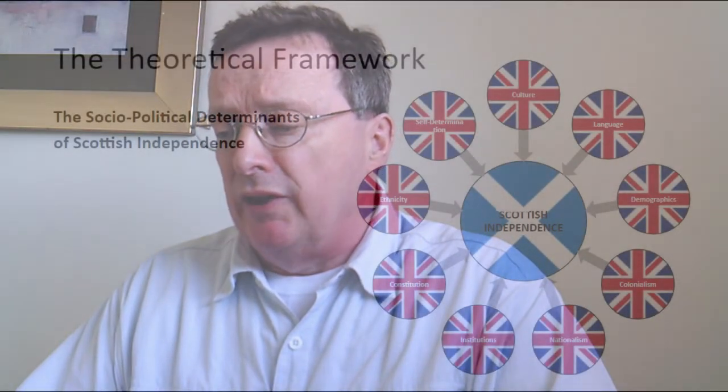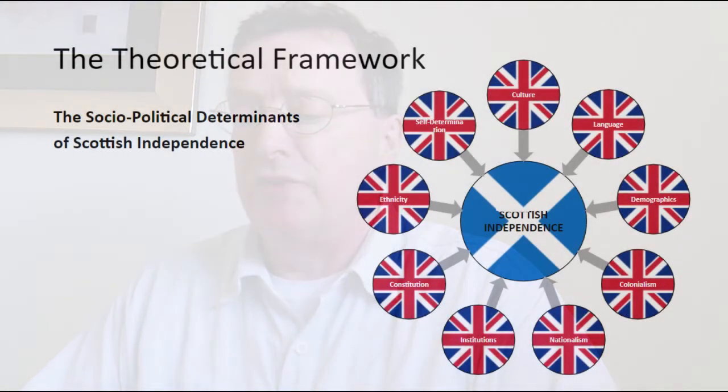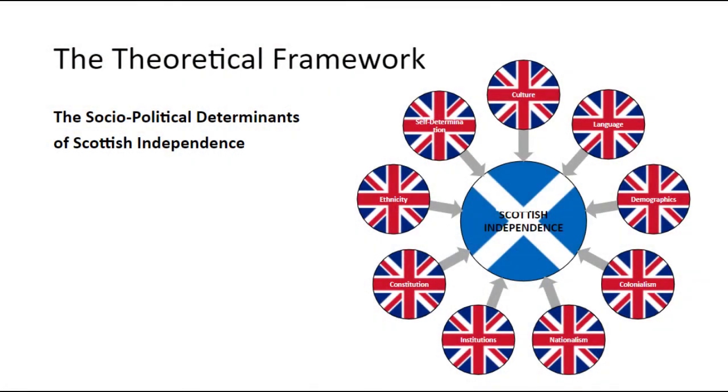So we have many factors that combine, socio-political factors that combine to hold Scotland in the Union or to allow it to leave. So here's the framework, and there's 9 determinants which I've been able to analyse in some detail. We'll go through now. Culture, language, demographics, colonialism, nationalism, institutions, constitution, ethnicity and self-determination. The framework basically sets out these as areas that require further investigation and analysis to explore the phenomenon of Scottish independence.